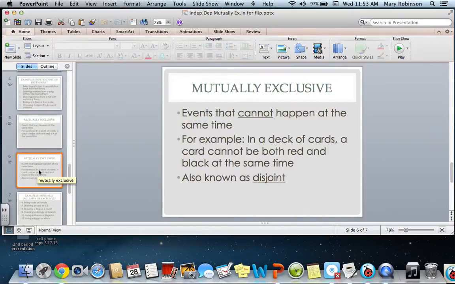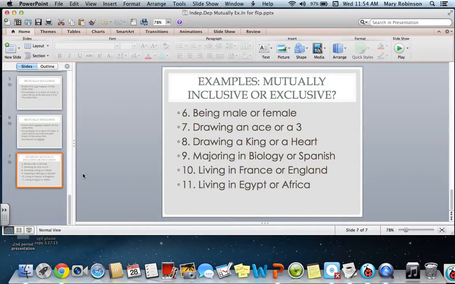Events that cannot happen at the same time are mutually exclusive. For example, in a deck of cards, a card cannot be both red and black at the same time. Another word for mutually exclusive is disjoint. Now hit pause and read each example to determine if the event is mutually inclusive or mutually exclusive. Then resume the video to check your answers.